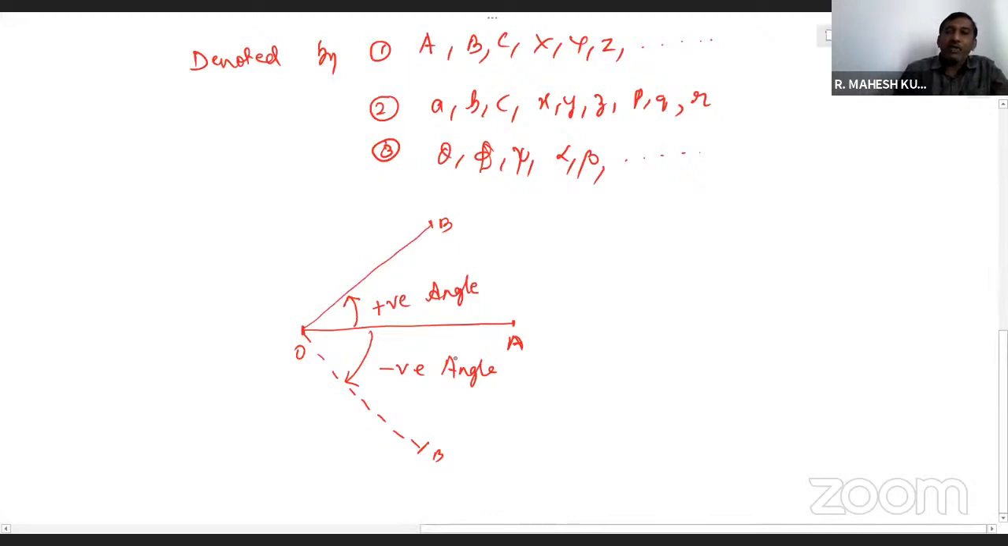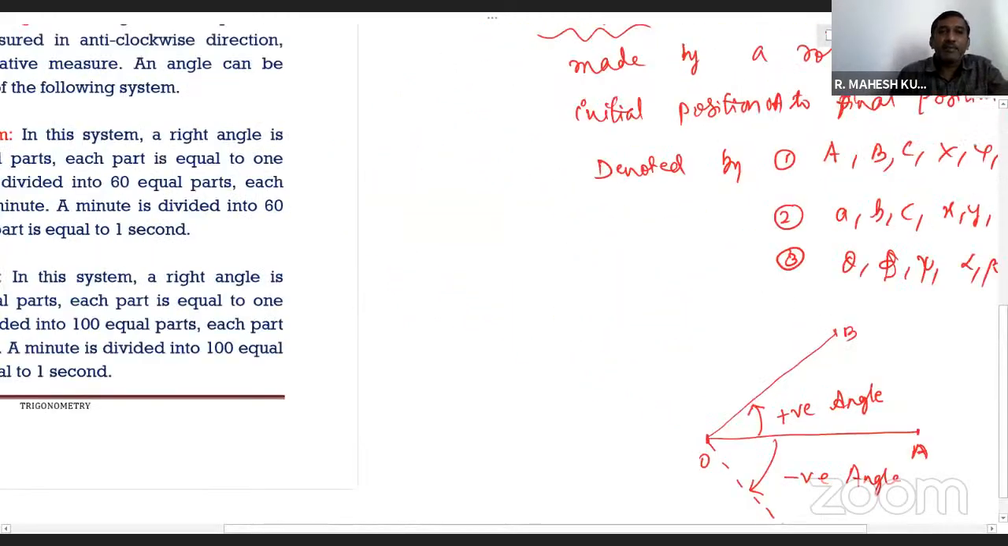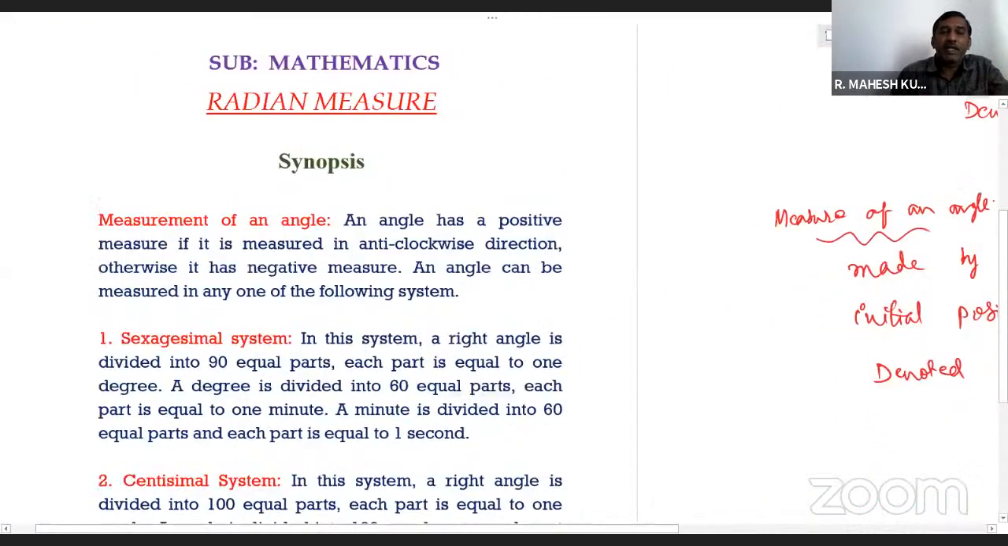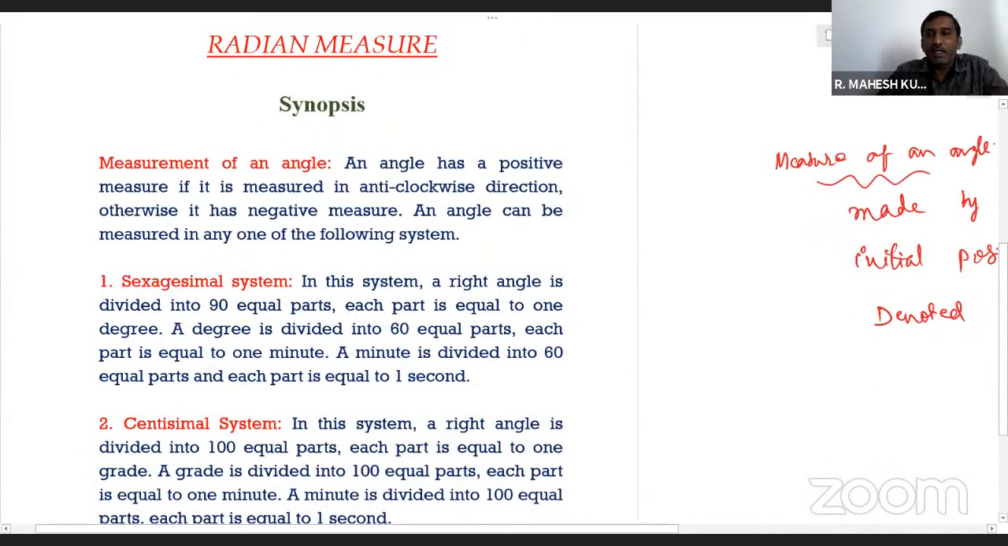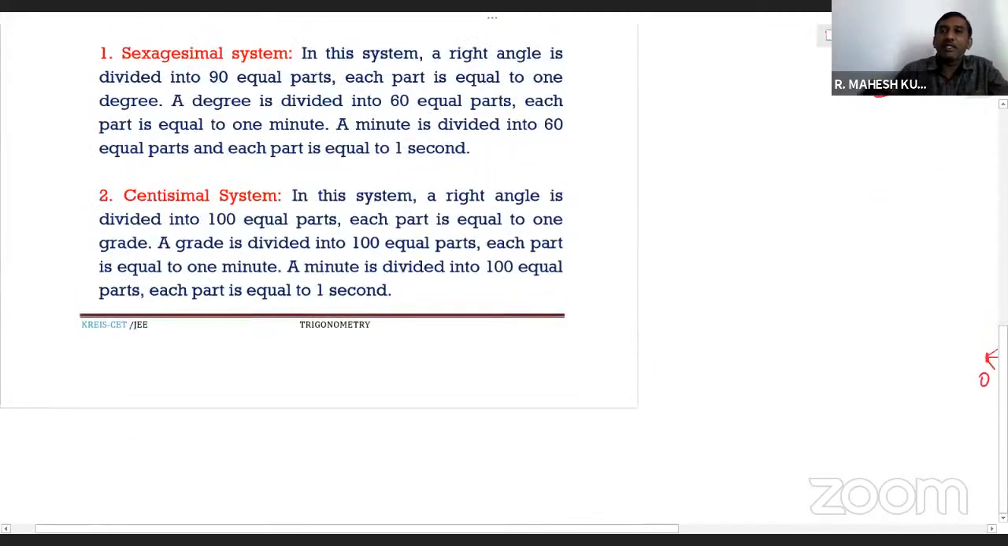So now there are different types of measurement of an angle. ಇಲ್ಲಿ ನಾನು synopsis ಅಲ್ಲಿ ಬರ್ದಿದ್ದೀನಿ types of measurement of an angle. ನೋಡಿ, first one, it is nothing but sexagesimal measure. The next one is centesimal measure, and the third one it is called as degree measure, or we call it as radian measure ಅಂತ ಹೇಳ್ತೀವಿ, right?